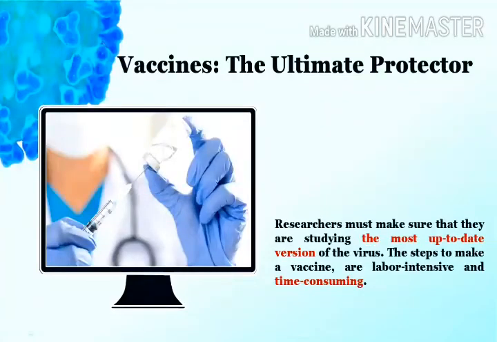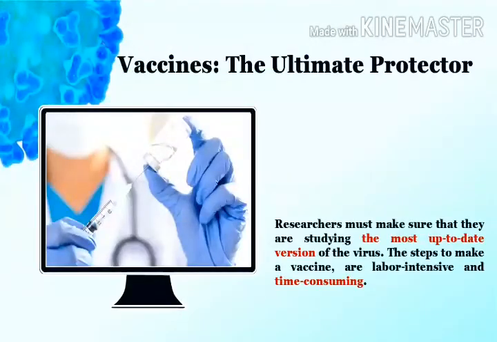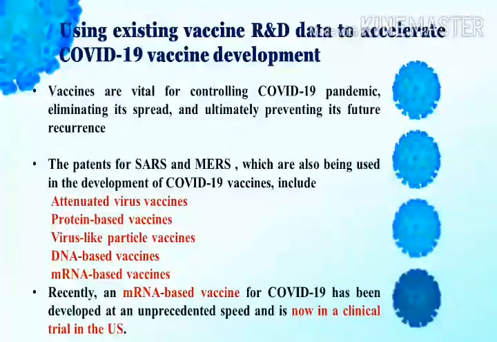Now coming to the vaccines. As we all know, for vaccines we must select the most up-to-date epitopes, and it is a time-consuming, labor-intensive process with a huge amount of investment involved. Some of the vaccine types under clinical trial for COVID-19 which people are trying to explore are attenuated virus vaccines, protein-based vaccines, virus-like particle vaccines, DNA vaccines, and mRNA vaccines.